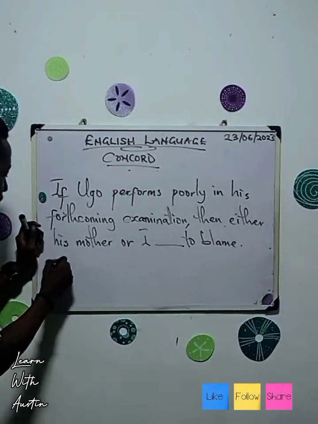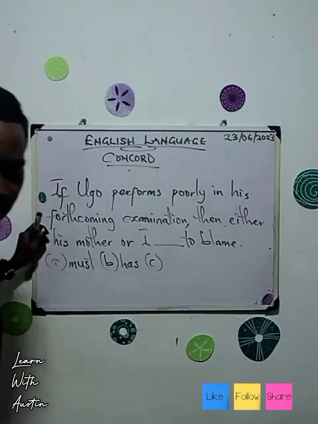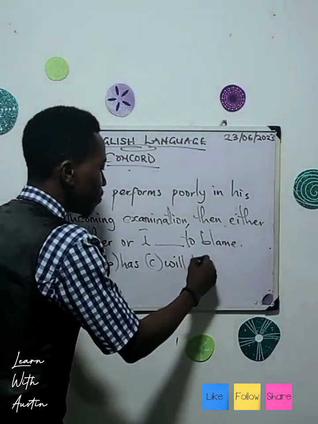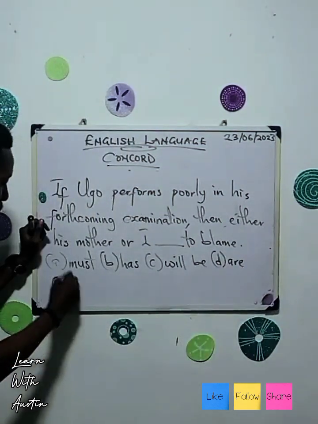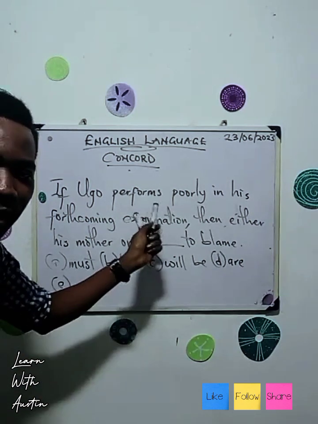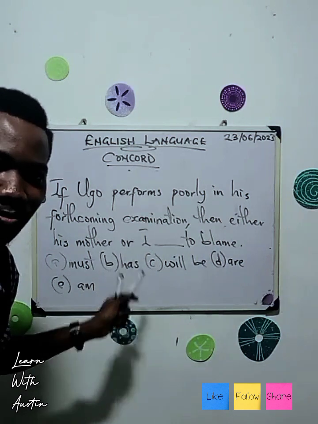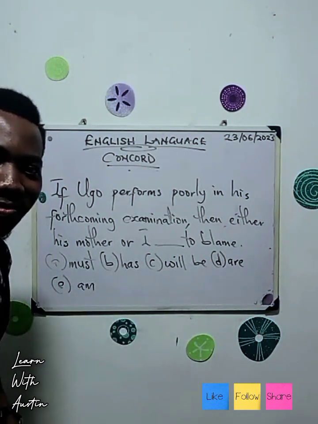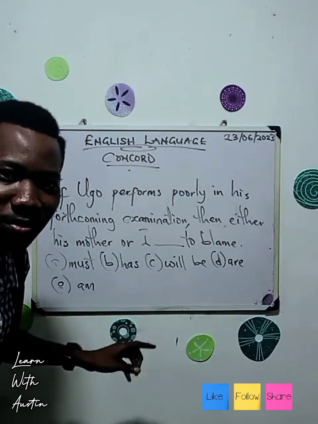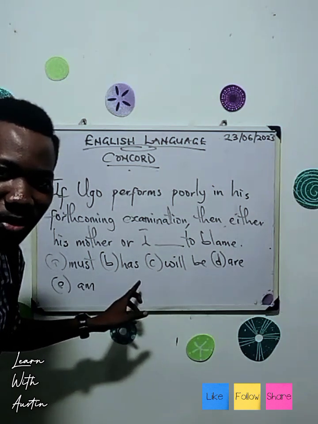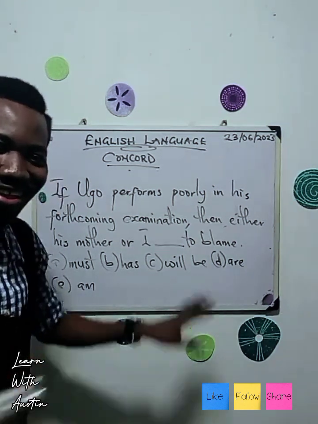Now the options we have: A, must to blame; B, has to blame; C, will be to blame; D, are to blame; and we have E here also, am to blame. So what's the correct answer here? If Ugo performs poorly in his forthcoming examination, then either his mother or I dash to blame. Must to blame, has to blame, will be to blame, are to blame, am to blame. Okay, so we have our answers just scattered across the options.